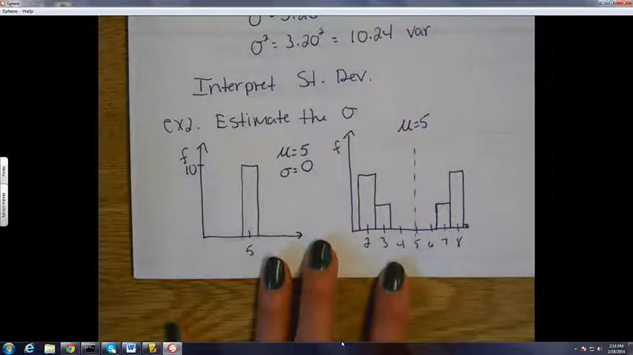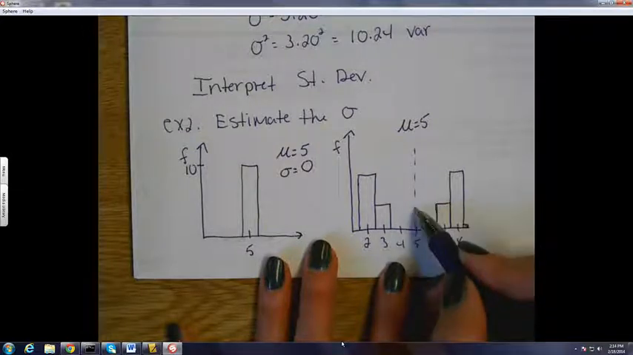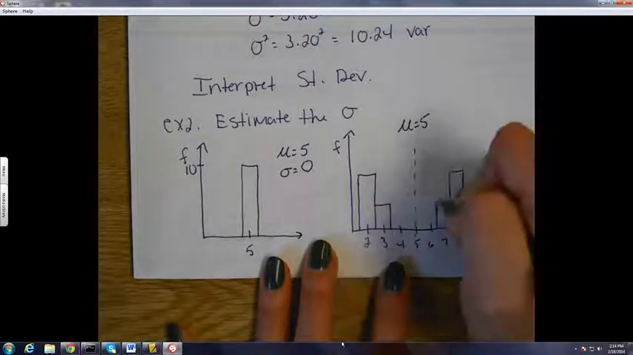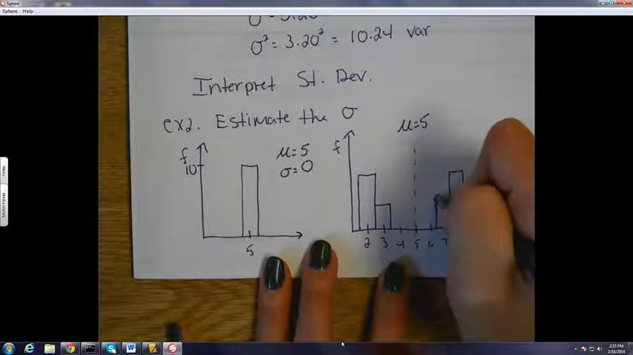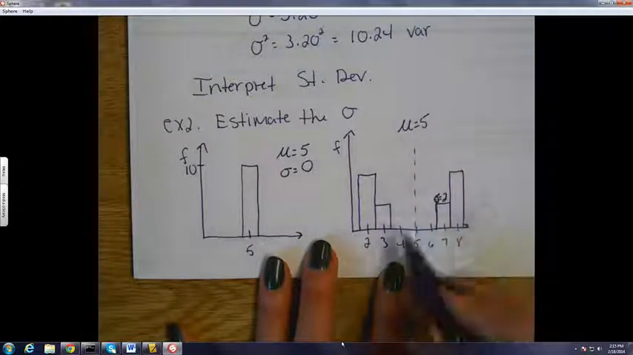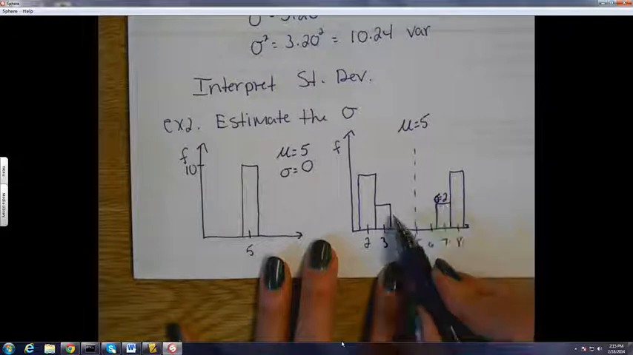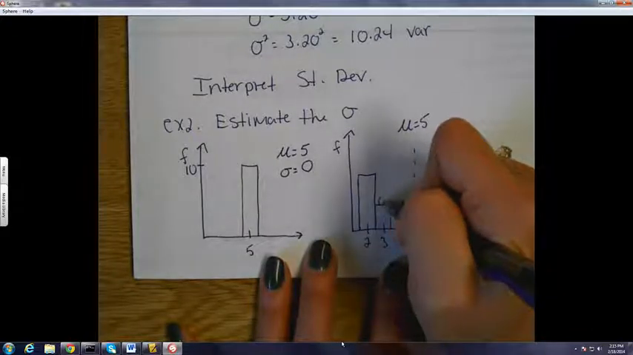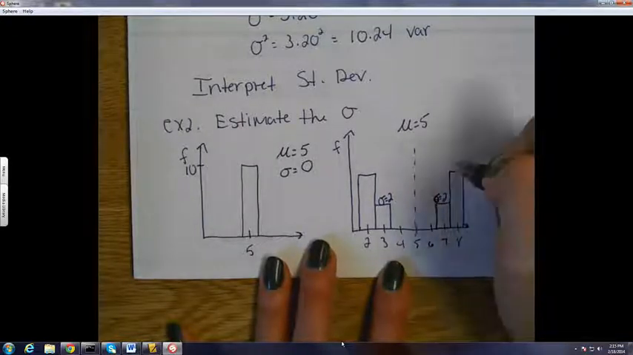Now I want a rough estimate of the standard deviation. Well, how far away are the 7s from the mean? 2. Because they are 2 away from the mean. So the sigma would be 2. How far away are the 3s? 2 away. The 7s are 2 above, the 3s are 2 below, but the distance is still 2. How far away are the 8s? 3 away.